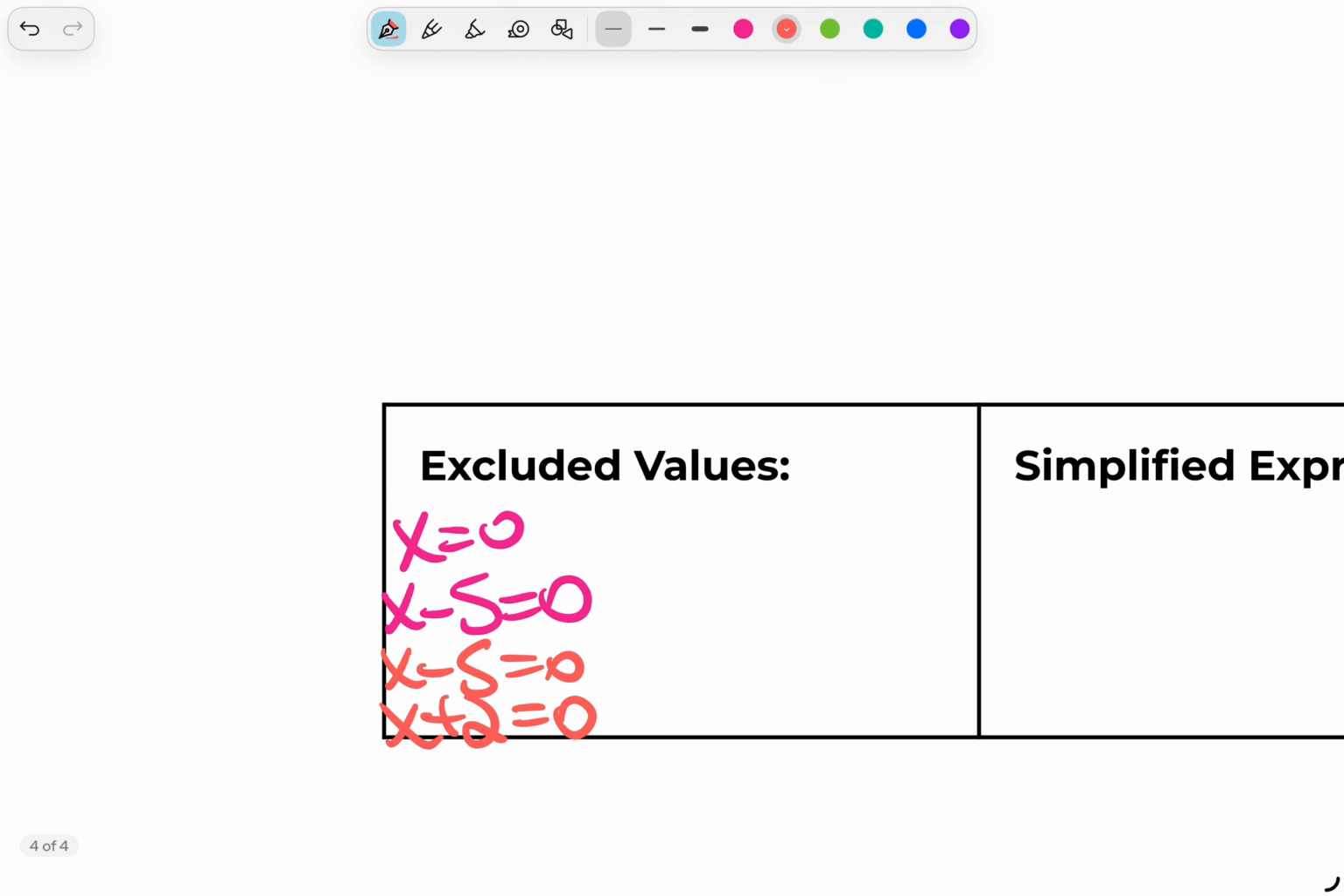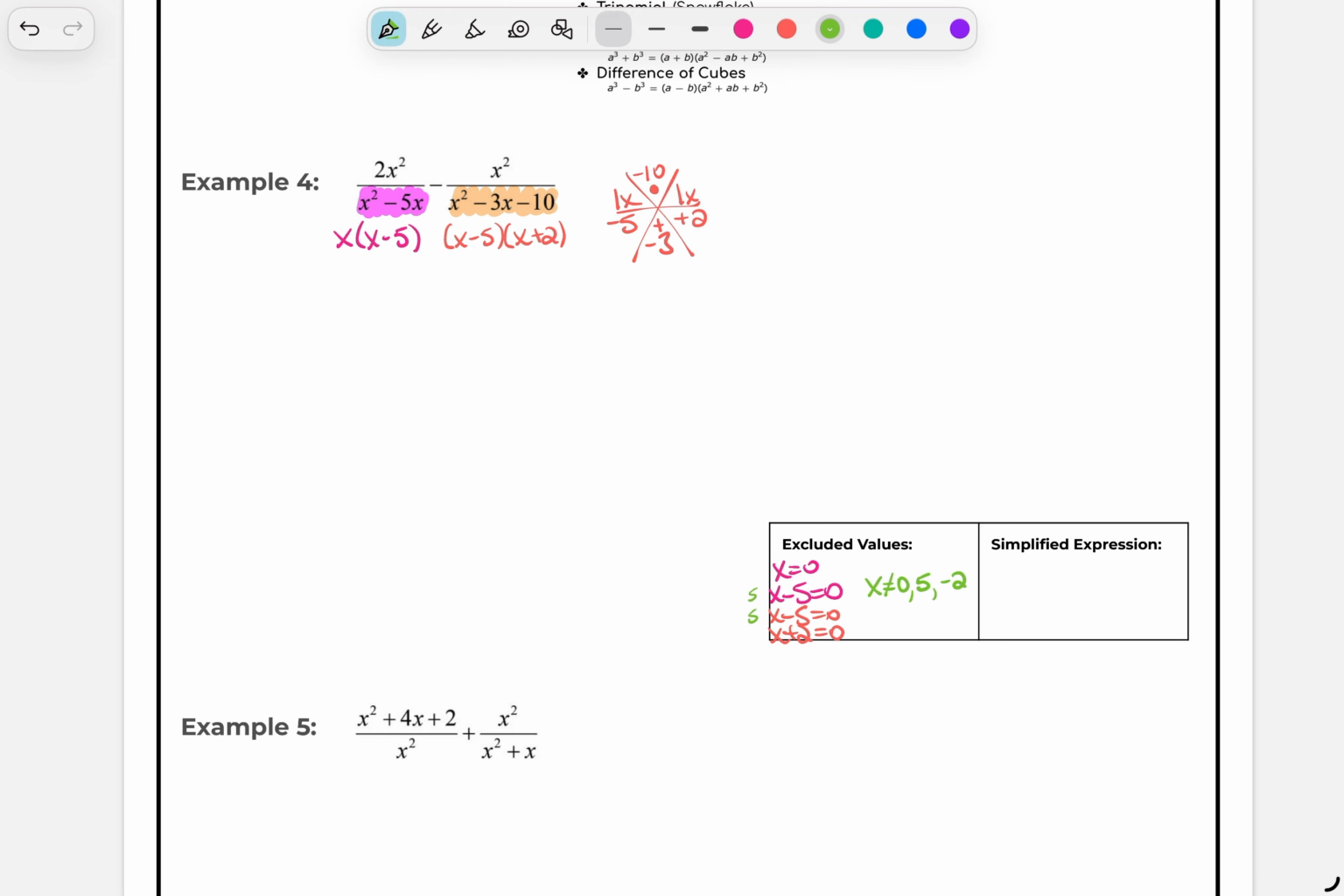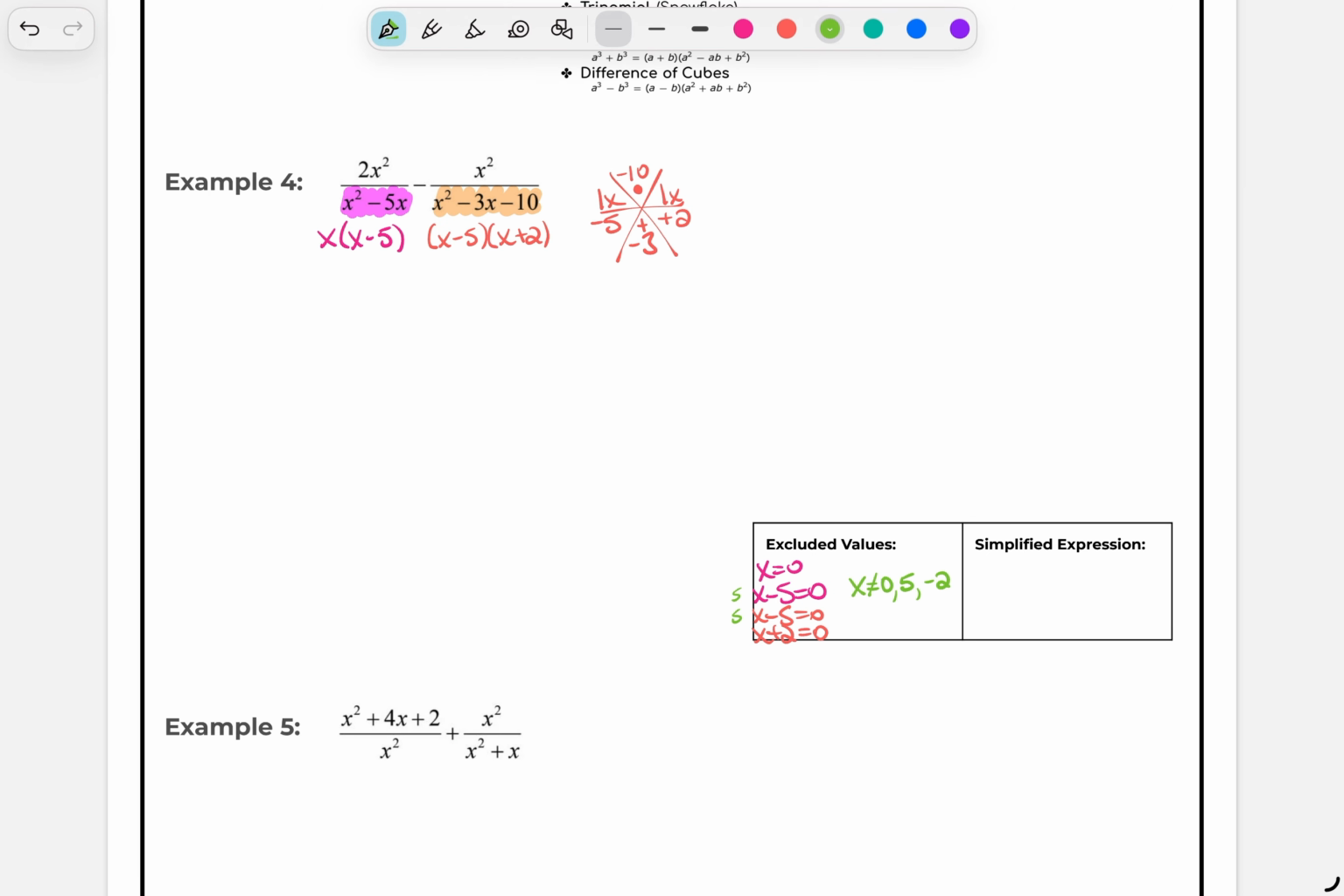And so when we write our final excluded values, starting with our first one, 0, and then I would get 5 for this one and 5 for that one, but we only have to write it one time, and then the -2 from that last one. So we have only 3 excluded values.